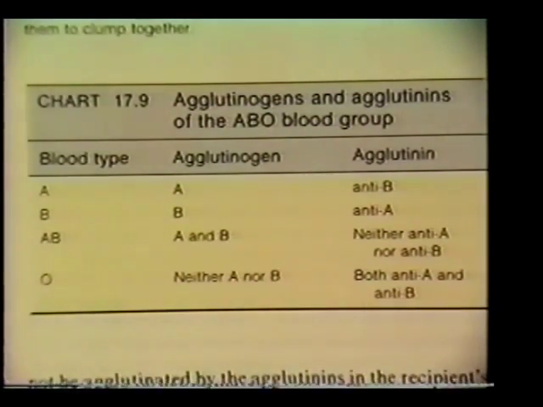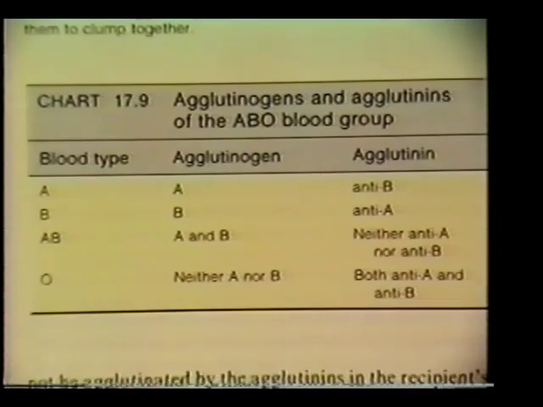Blood type A has only antigen A on its cell membrane, and blood type B has only antigen B on its cell membrane. Blood type AB has both antigen A and antigen B on its cell membrane, and blood type O has neither antigen on its cell membrane.